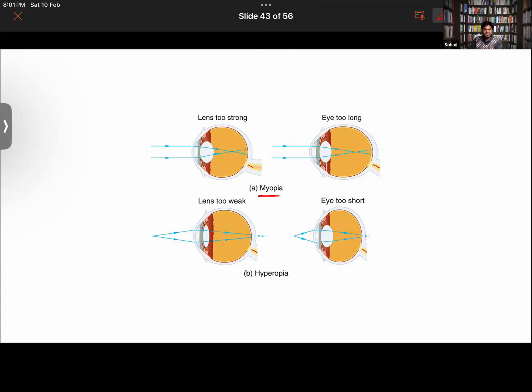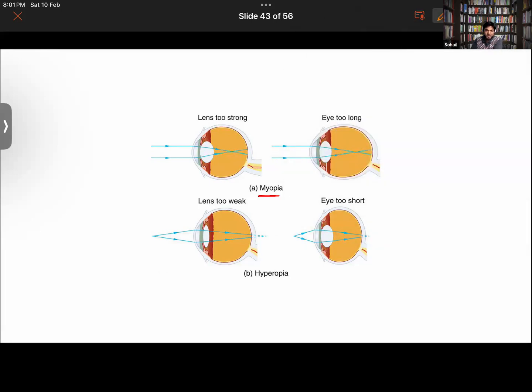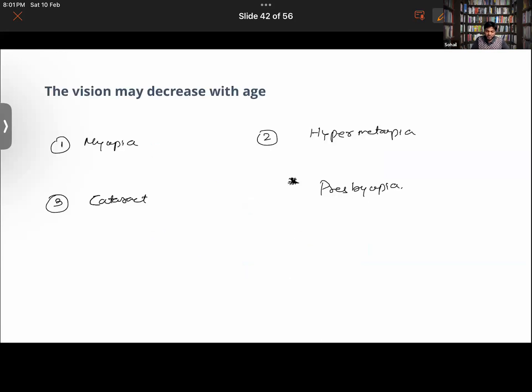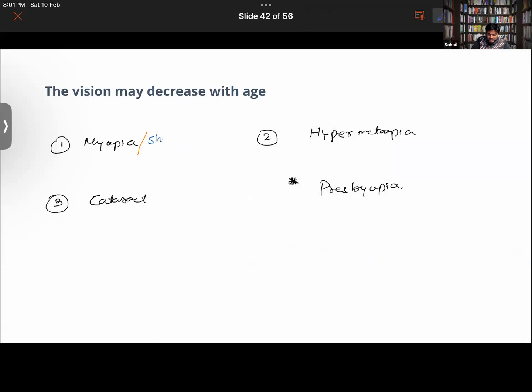So myopia is that defect of the eye due to which the person will not be able to see the distant objects clearly, but he will be able to see the nearby objects very clearly. इनकी sight अभी छोटी हो गई है. He can see only the nearby objects. Thereby, myopia is also called short-sightedness. Very good.